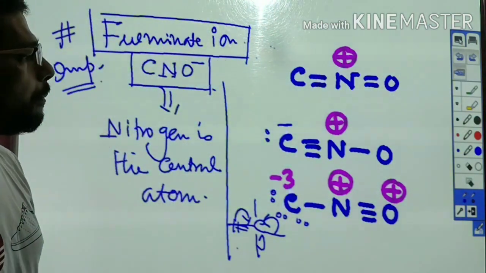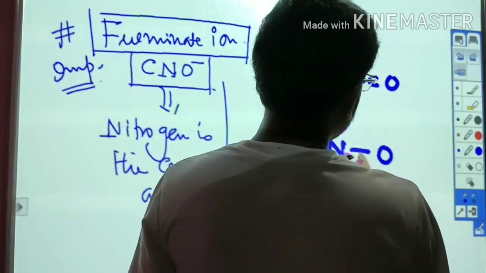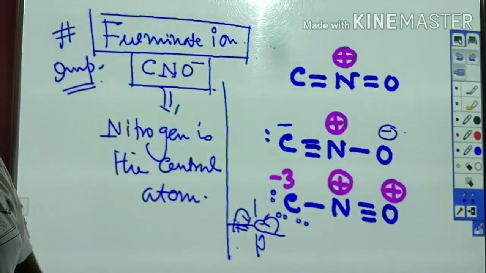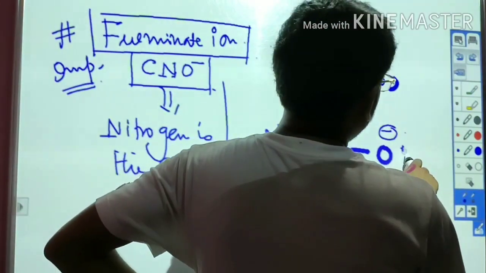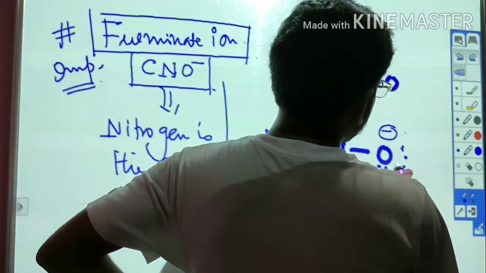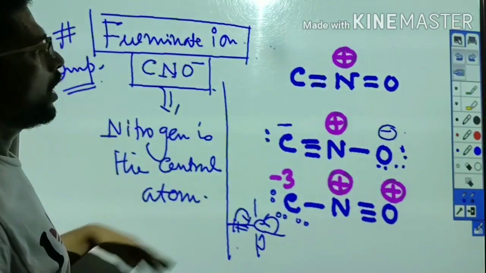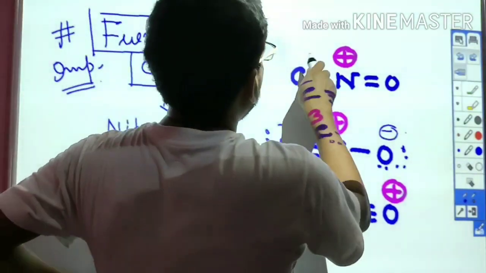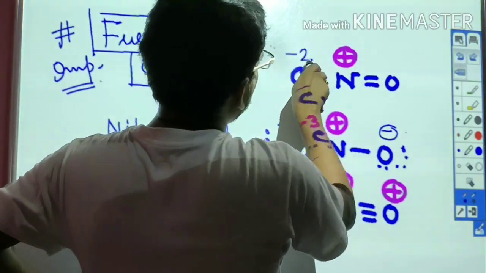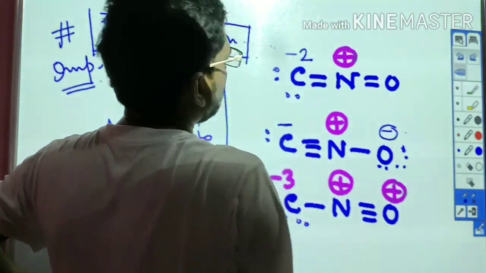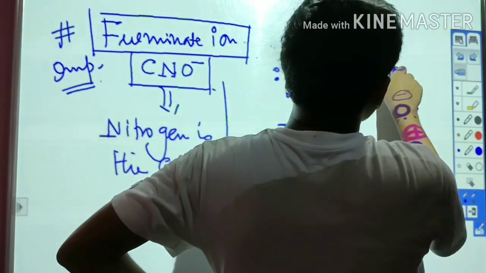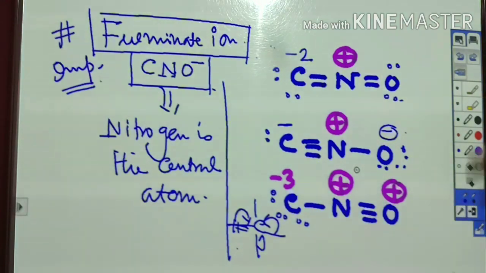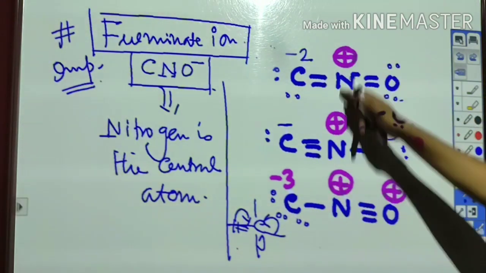Done. No problem. Here oxygen forms a single bond, so negative. So 2, 4, 6. Total 6 electrons. How about this case? In this case, this is minus 2. So 2, 4, 5, 6. Okay, no problem. This is 2, 4. These are the distributions of electrons. So like that way, I have distributed the electrons.